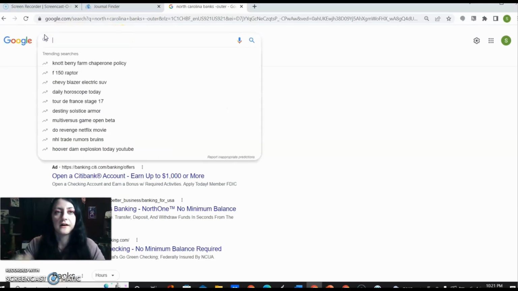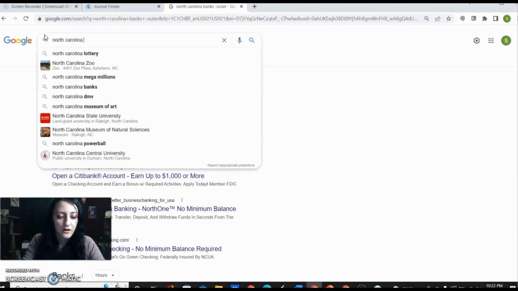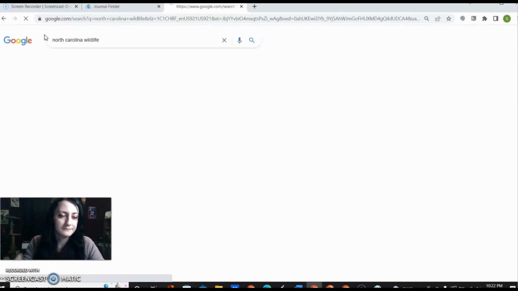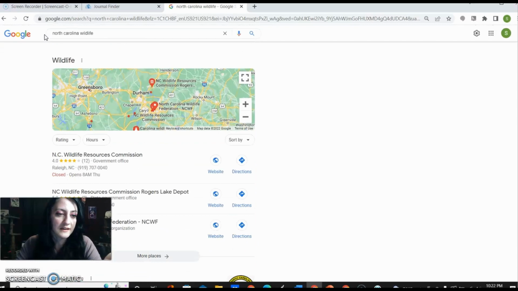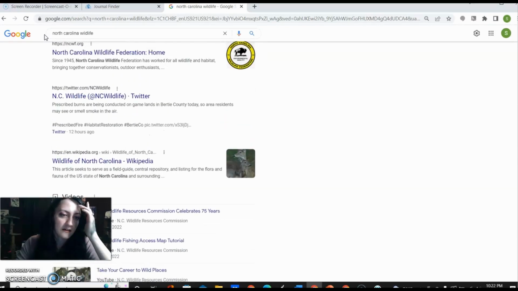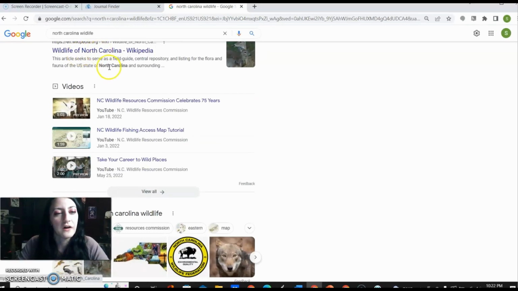There's also essentially plus sign searching. It's not really that anymore, but it's essentially what plus sign searching was. So if minus sign was taking away, plus sign's kind of adding to it. Say, for instance, I'm looking up North Carolina wildlife, and I get North Carolina wildlife. That's one of the first things I get. But then I'm getting wildlife of North Carolina.